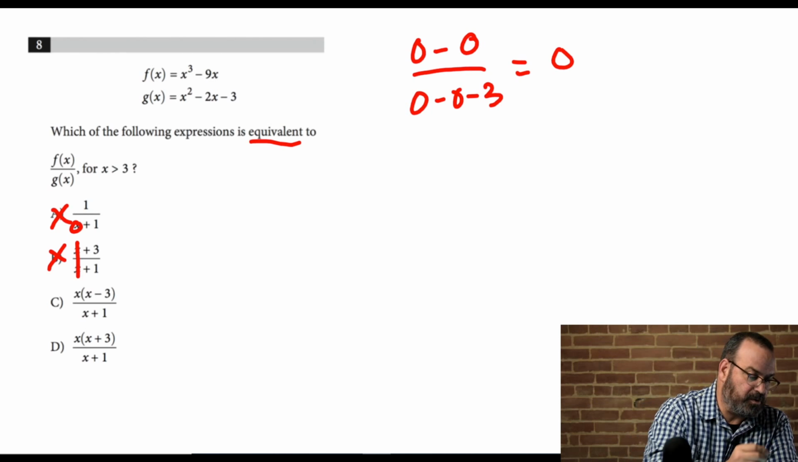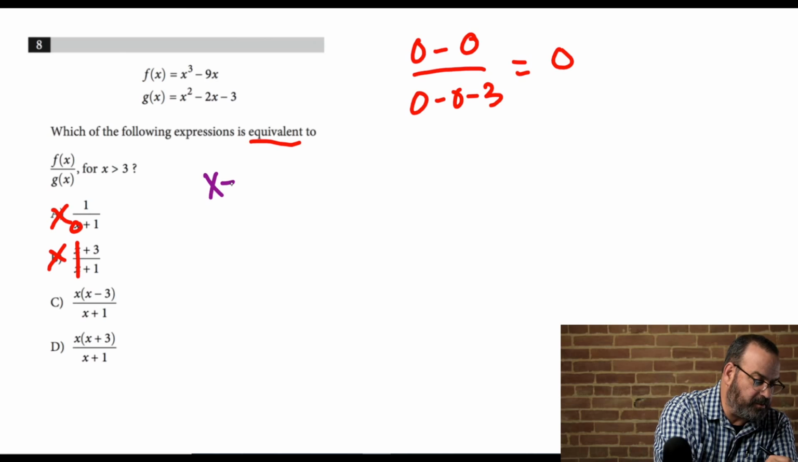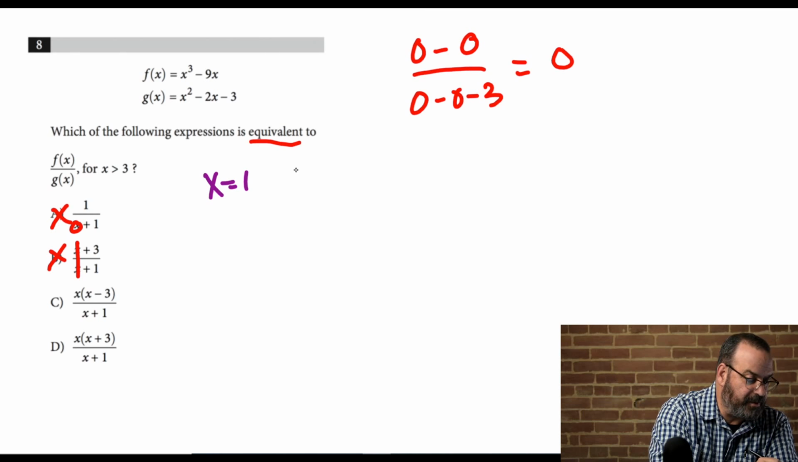So let's switch colors and plug in x equals 1. Well, what does that give me?